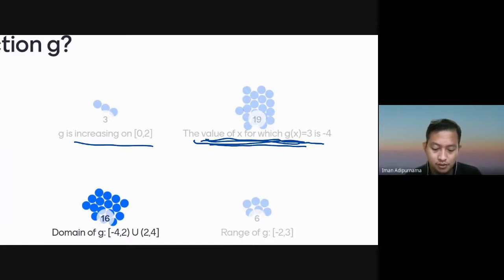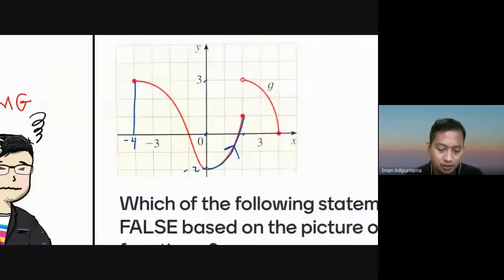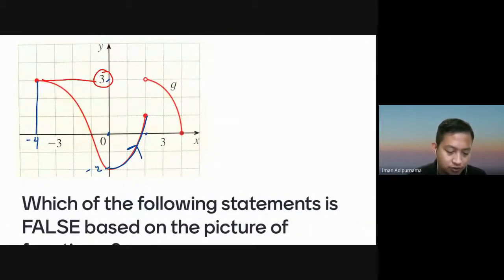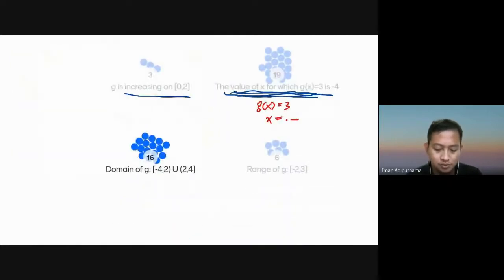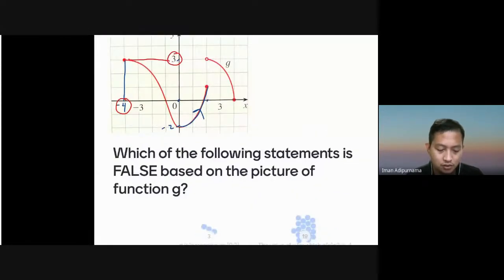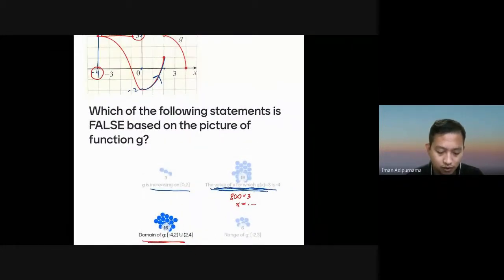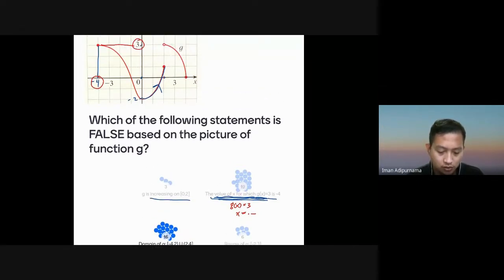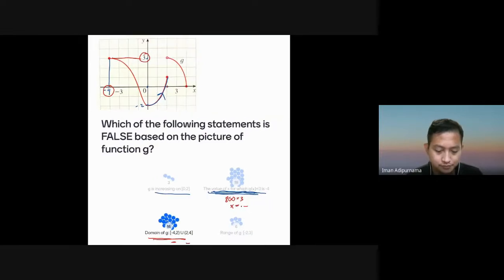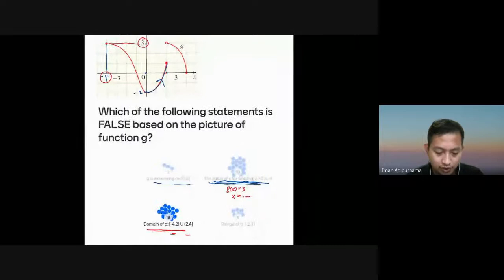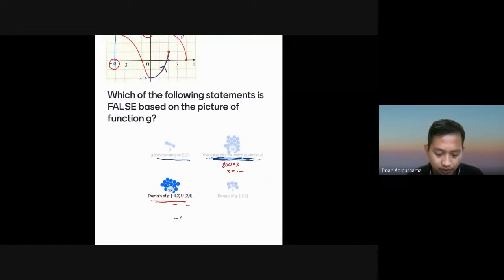So g of x equals 3, what is x? That's basically the question. If you look here, g of x equals 3 is here, at -4. So that's true. The only one that is wrong is this one. If we look, the domain is not complete. The domain is -4 until 2, and then 2 to 4. So we can say from -4 including 2, or we can say -4 to 4.